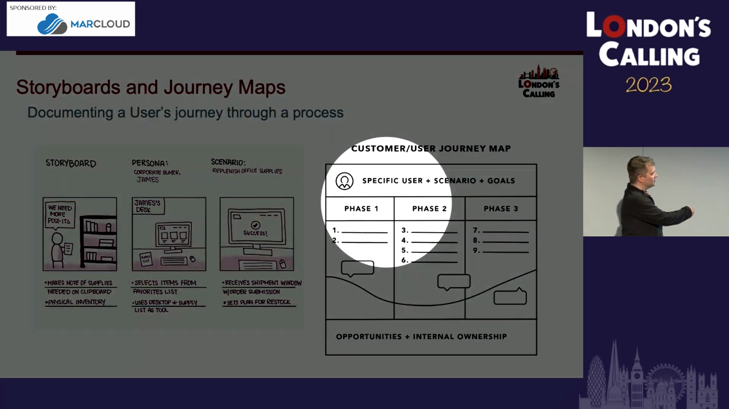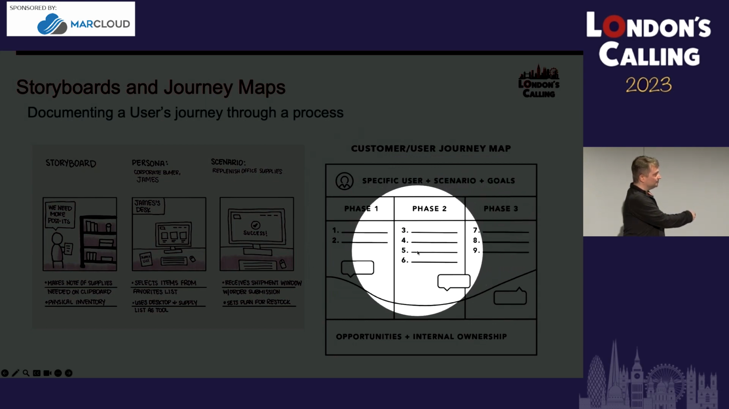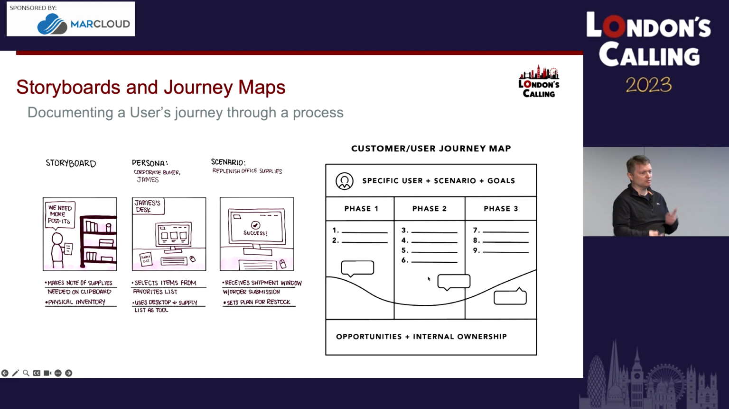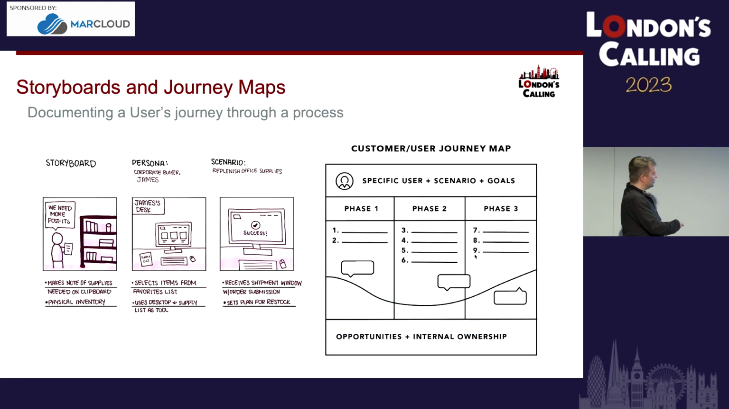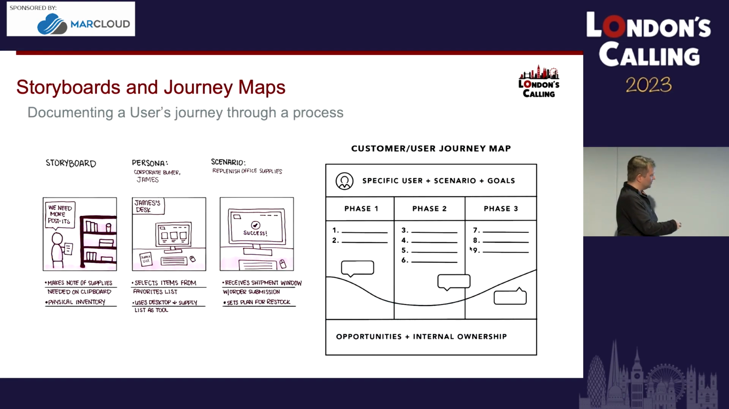Our journey is essentially split into 3 phases, and then within each phase there are tasks that the user might do. And what we can do then is annotate or put little speech bubbles to represent how the user might be thinking or feeling when they're undertaking these tasks. And at the bottom there is where we put our insights, the opportunities to make improvements, and who within the team is particularly going to own this.